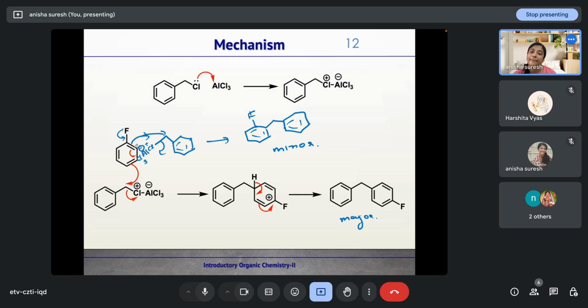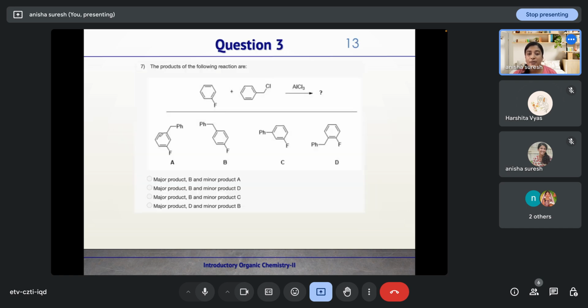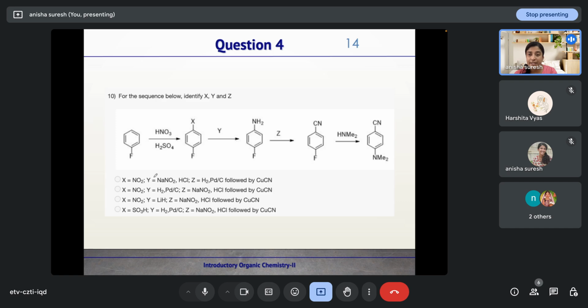Okay, is this clear? Yes, ma'am. Okay. So here the major product will be the para one, that is B, and the minor product is D. So option B will be the right answer. Now coming to the next question.